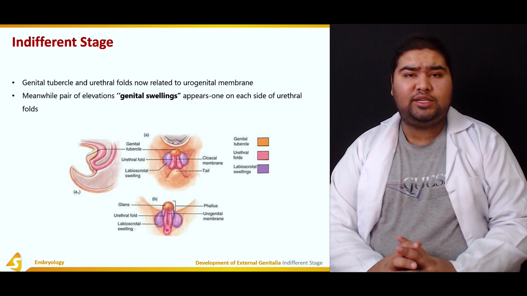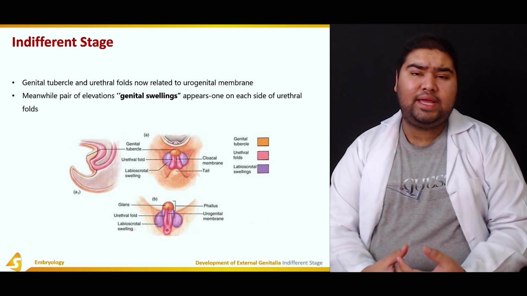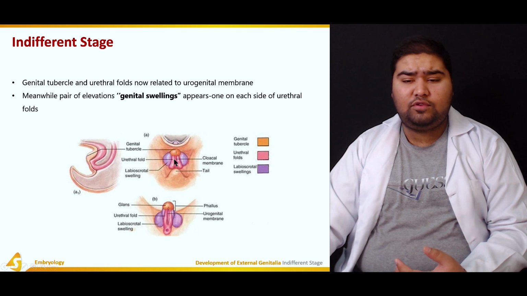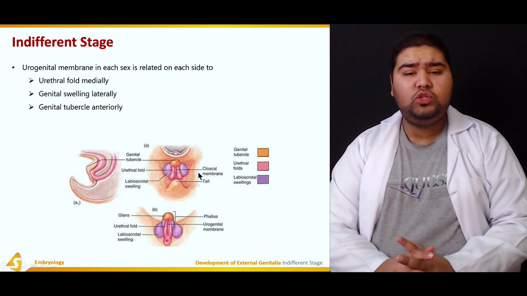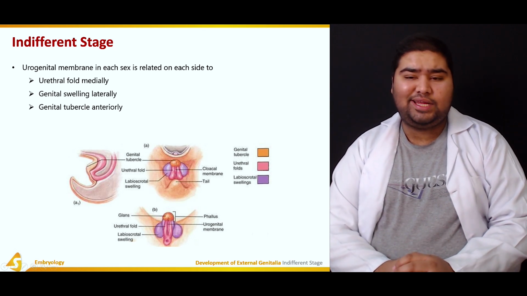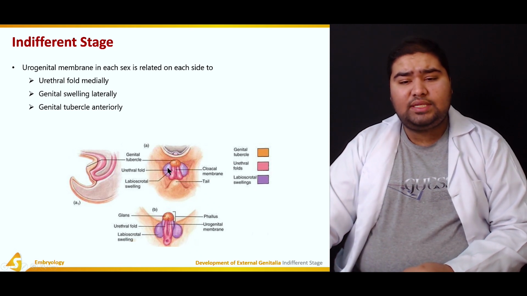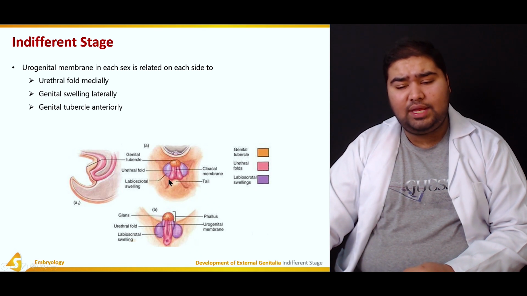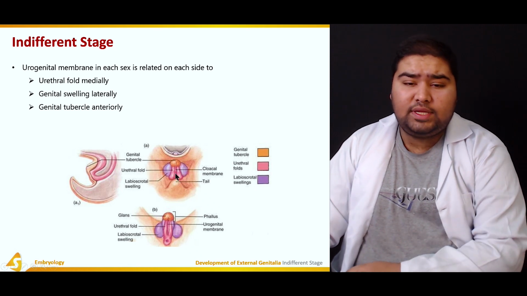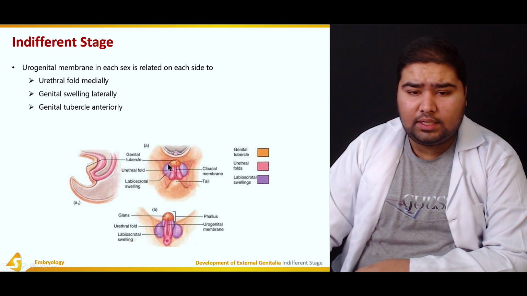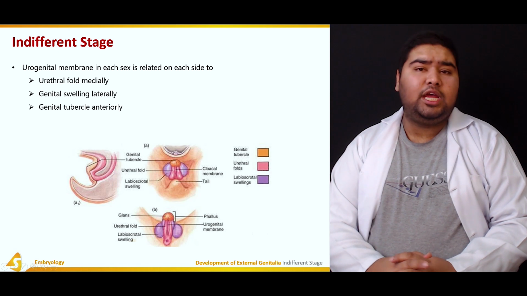At the same time, a pair of elevations known as the genital swellings appear on each side of the urethral folds. These swellings are shown in pink in the figure. So the urogenital membrane in each sex is related to a urethral fold which lies medially, a genital swelling which lies laterally, and a genital tubercle lying anteriorly. These are the relations of the urogenital membrane in both genders.